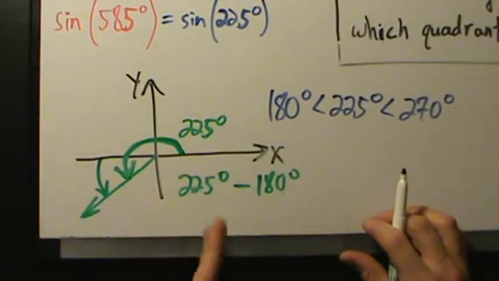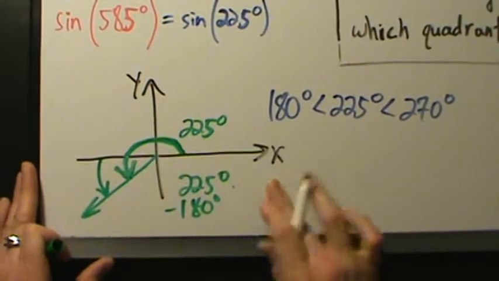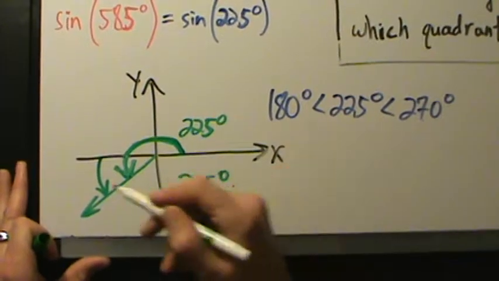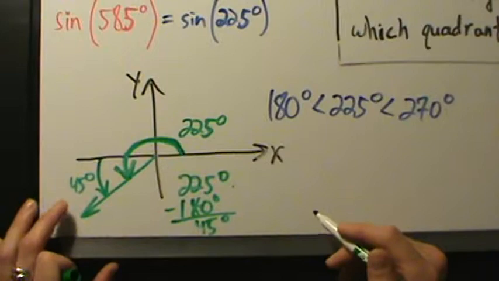So maybe I should have written it vertical. But anyway, 225 degrees minus 180 degrees. If you do that, you're going to get 45 degrees. So the reference angle here is 45 degrees. And that's great. 45 degrees is a nice special angle on the unit circle, right?